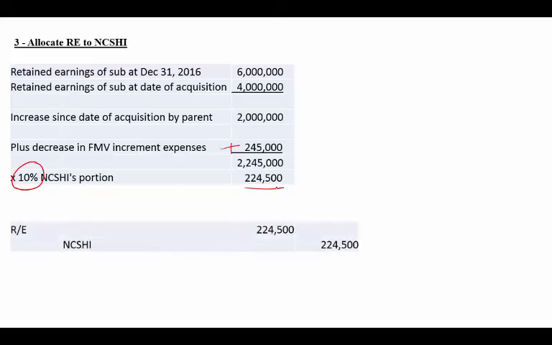So our entry will be to take that $224,500 out of retained earnings and allocate it to NICSHI. All right, our fourth step of dealing with our elimination entries is looking at any intercompany transactions. Remember, the purpose of these elimination entries is to make sure that any transactions between parent and sub do not exist for the purpose of the consolidated financial statements.